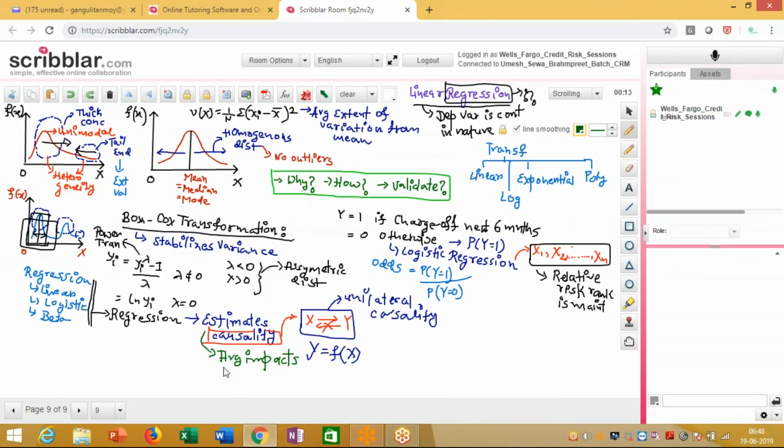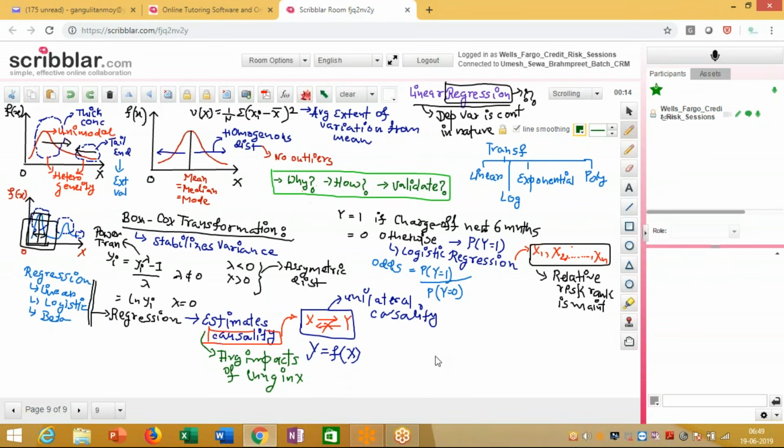Average impacts of change. So over here, when I'm trying to assess the impact, I'm looking at, on an average, how would X impact Y? And that is precisely what the regression framework is.